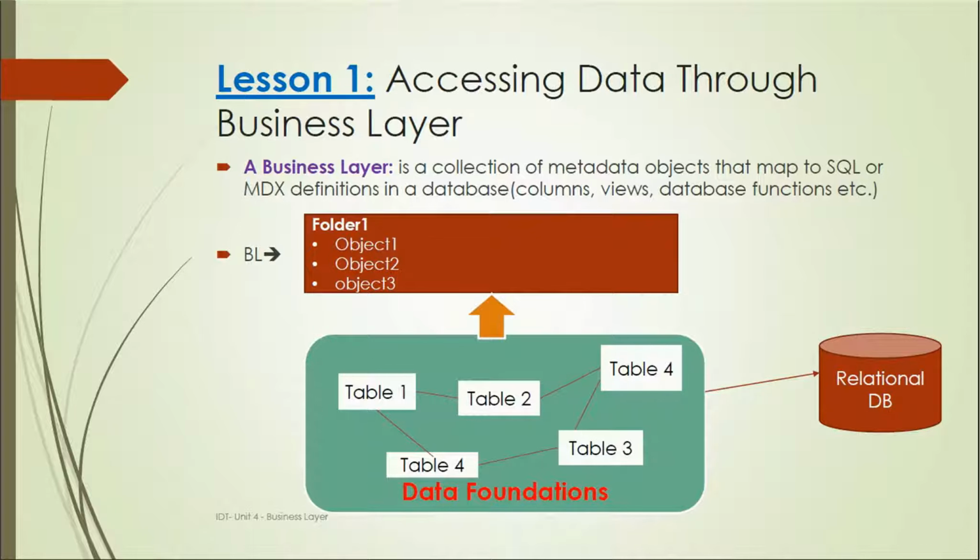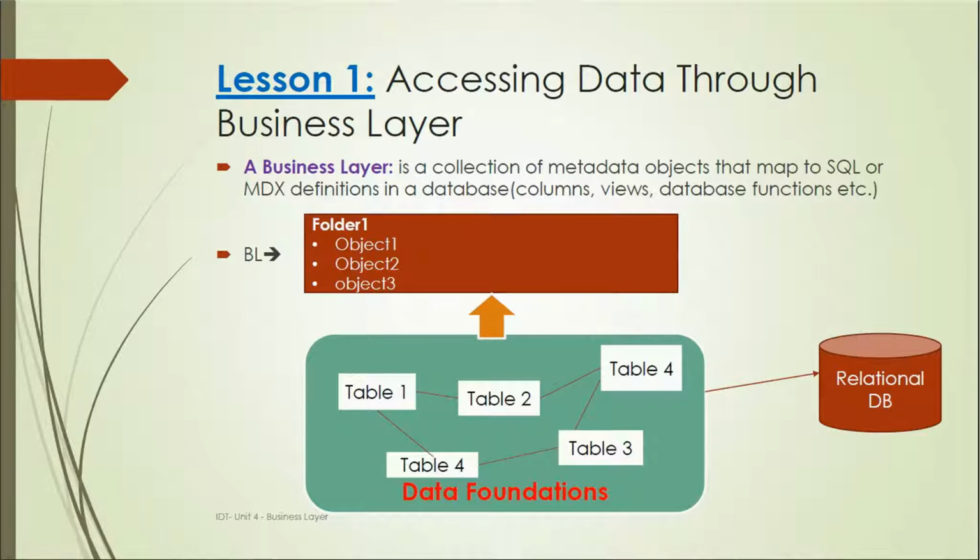A business layer is a collection of metadata objects that map to SQL or MDX definitions in a database. So first we will create a connection, then we will design a data foundation, which will have all the relational tables, and then based on the data foundation we will be creating a business layer, which will be a collection of metadata objects. So these objects may be dimensions, measures, attributes.